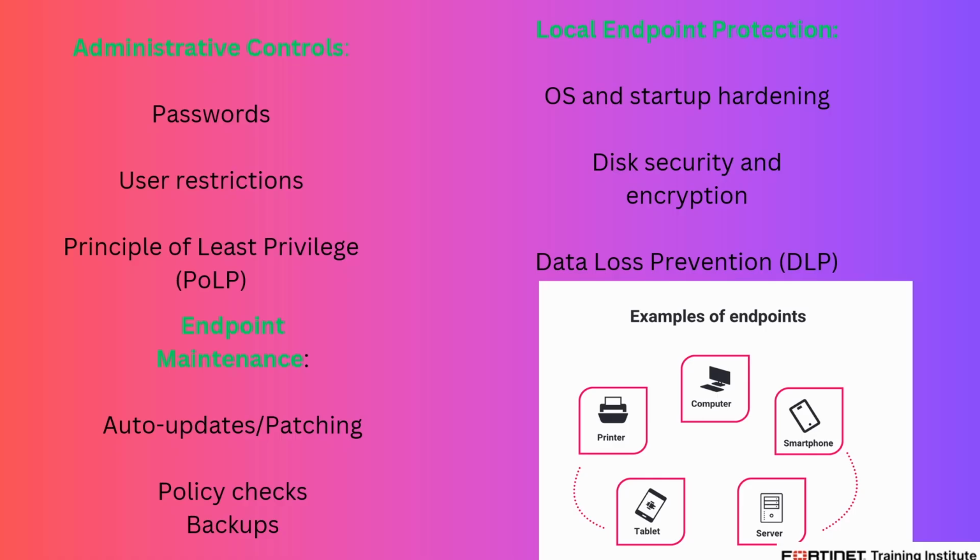And administrative controls include managing passwords, applying user restrictions, and enforcing the principle of least privilege. It is nothing but POLP, to limit user permissions only to what's necessary. And endpoint maintenance covers automated updates and patching, regular policy compliance checks, and backups to ensure system stability and protection.